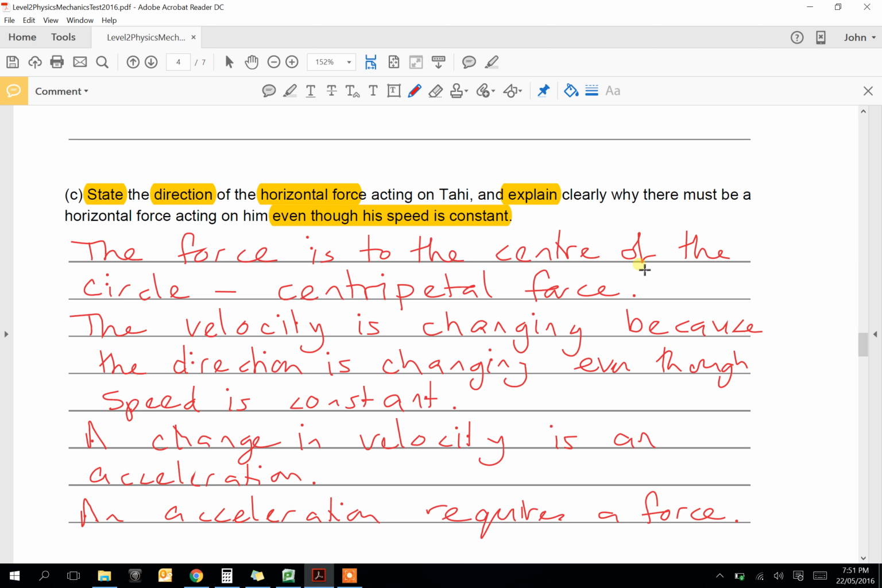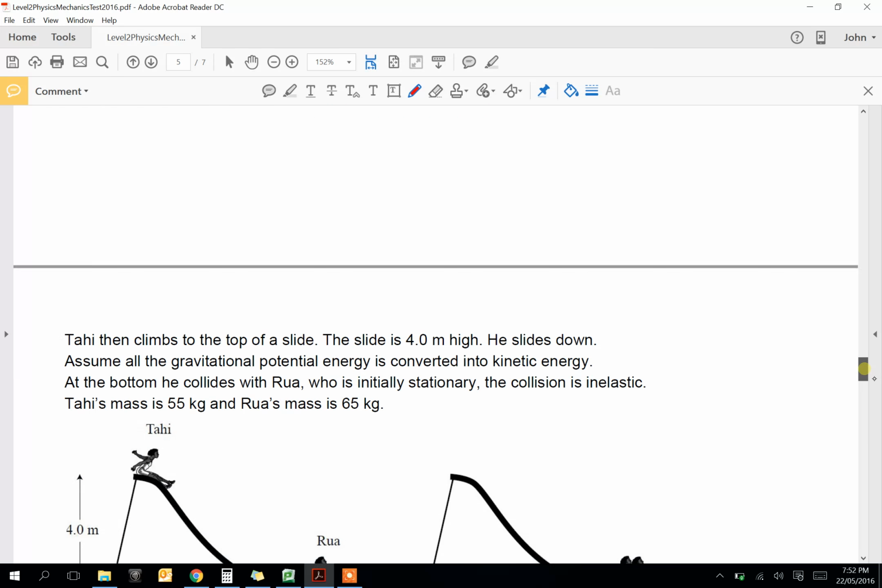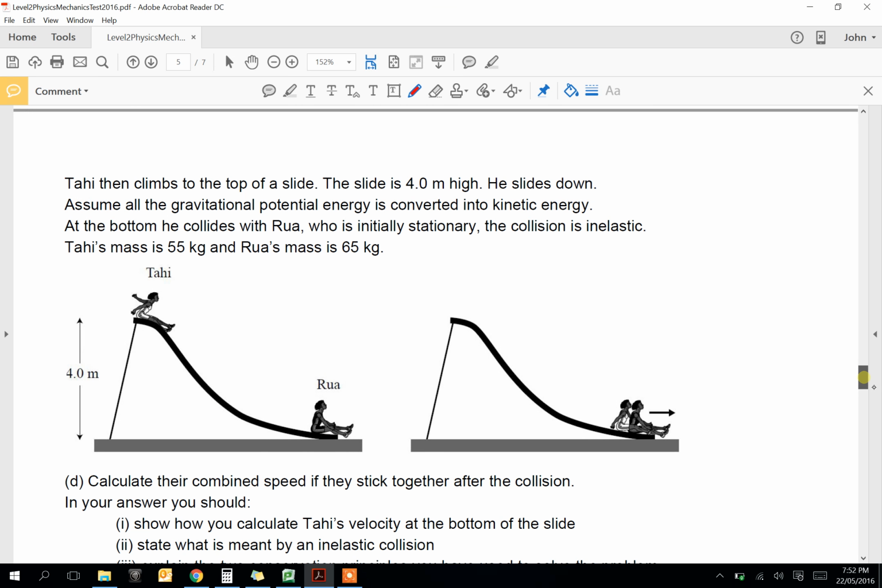I've given the direction, I've explained why the velocity must be changing, and I've explained why changing velocity should require a force. So I think that one should be an excellence question if everything in there is right. Commonly people miss bits out on there, and I would only get an achieved in that.